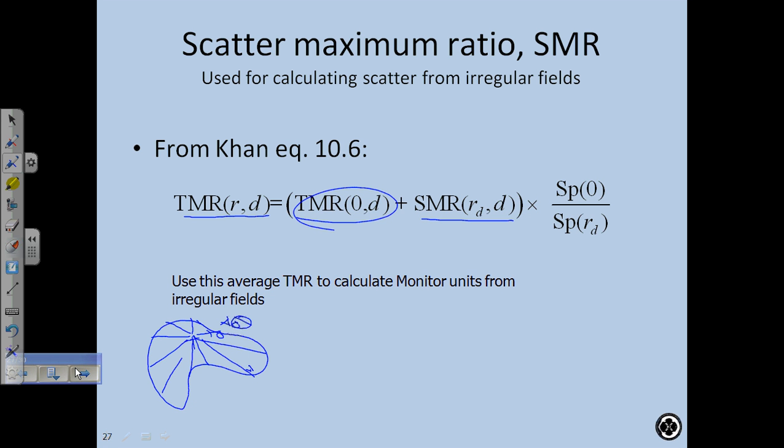Remember the TAR was just a function of mu. This one you can just extrapolate from the tables. Let's extrapolate to zero field size. Then there's also this factor right here, the ratio of S&Ps for a zero field size. Again, you extrapolate to get this, and this you can look up in a table. So SMR is used to accurately calculate the scatter in a regular field.